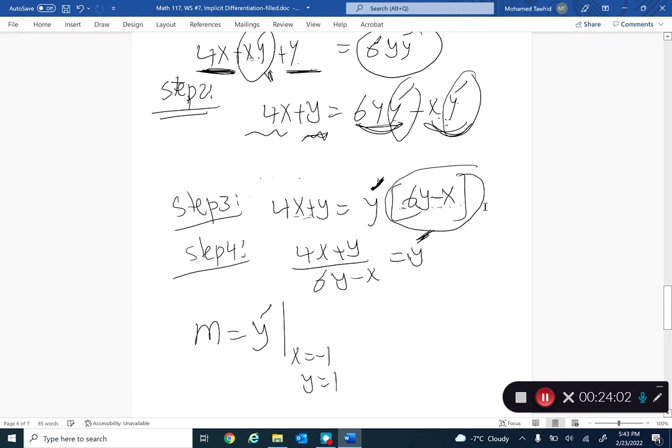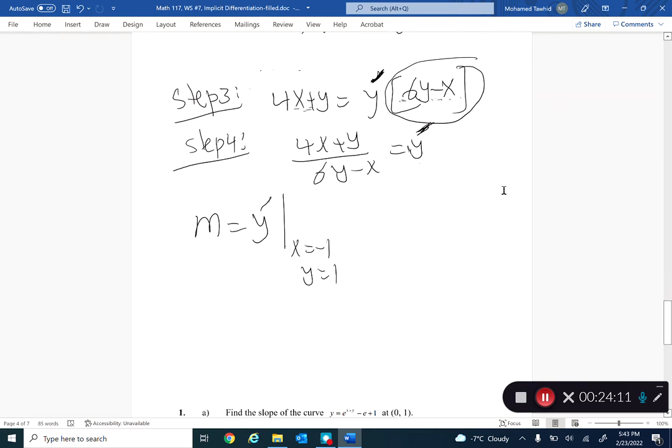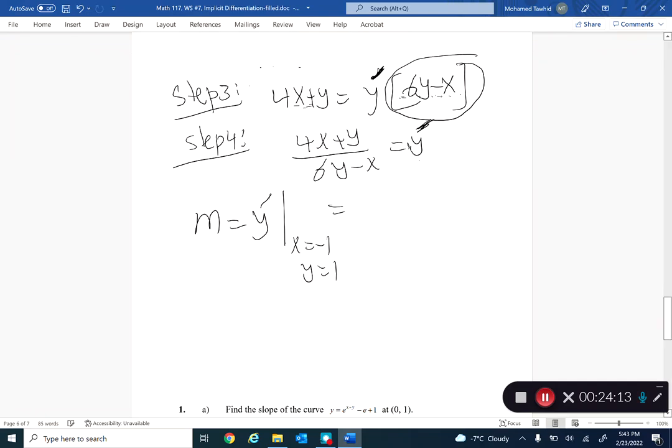If you recall, you go up here. So that is our goal from the beginning. What is y prime when x equals negative 1, and y equals 1? So I have to replace x by negative 1, and I have to replace y by 1.